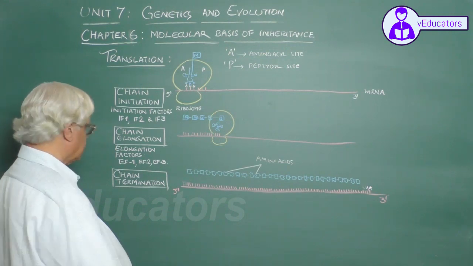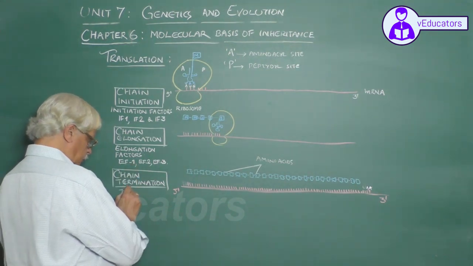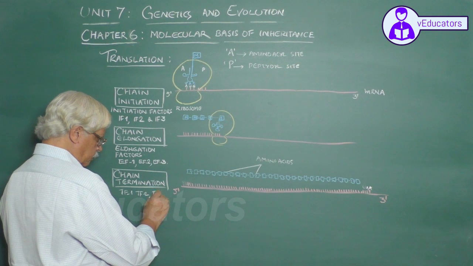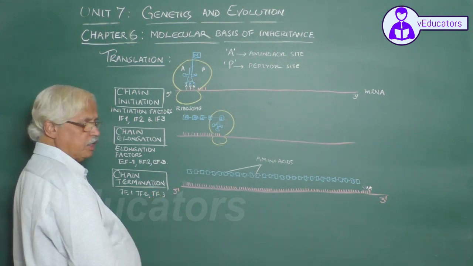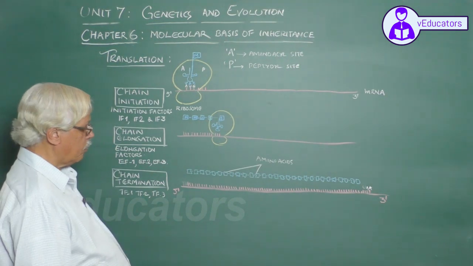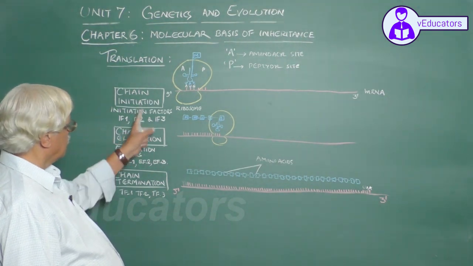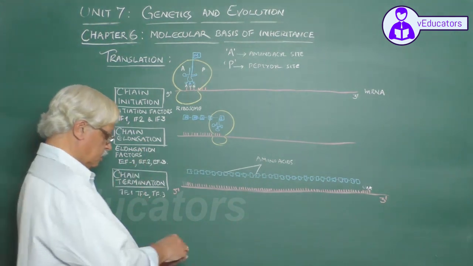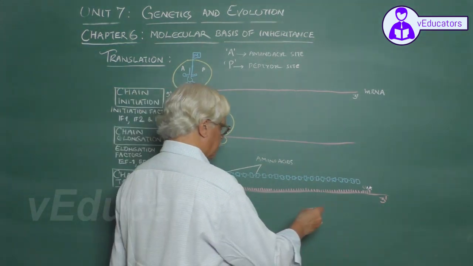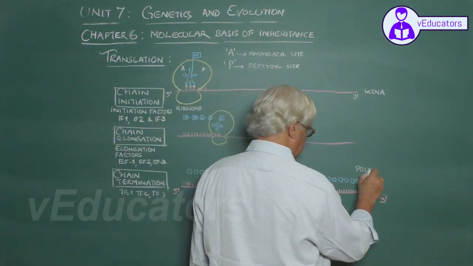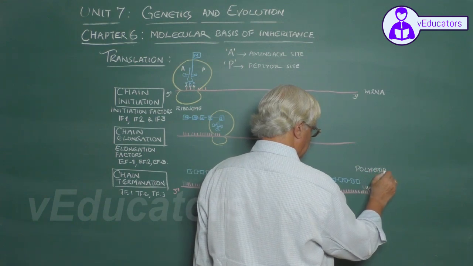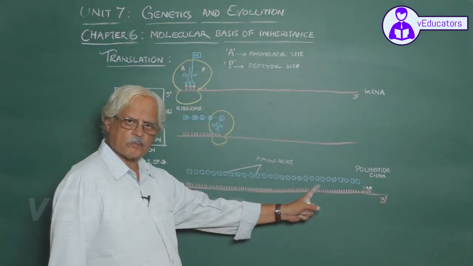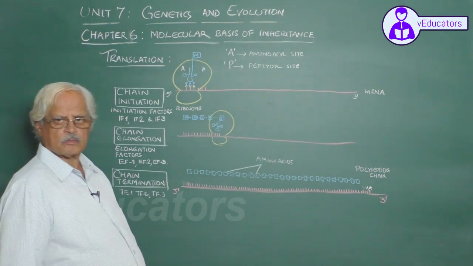Chain termination also requires 3 different factors: termination factor 1, termination factor 2, and termination factor 3. So chain initiation followed by chain elongation followed by chain termination. This is the polypeptide chain. Formation of the polypeptide chain is complete now. This polypeptide chain is released.